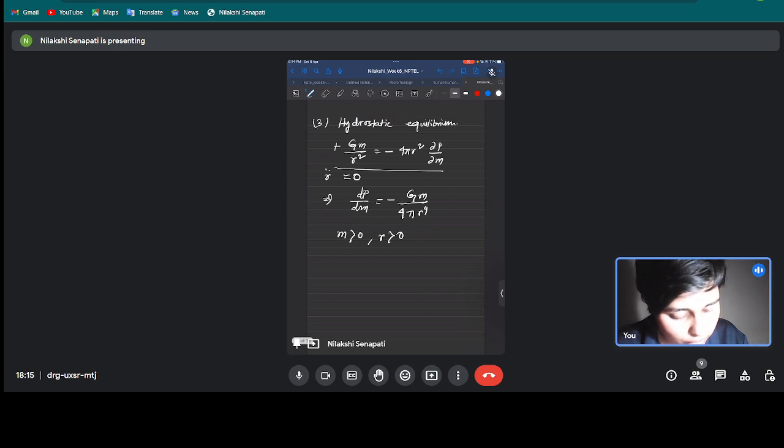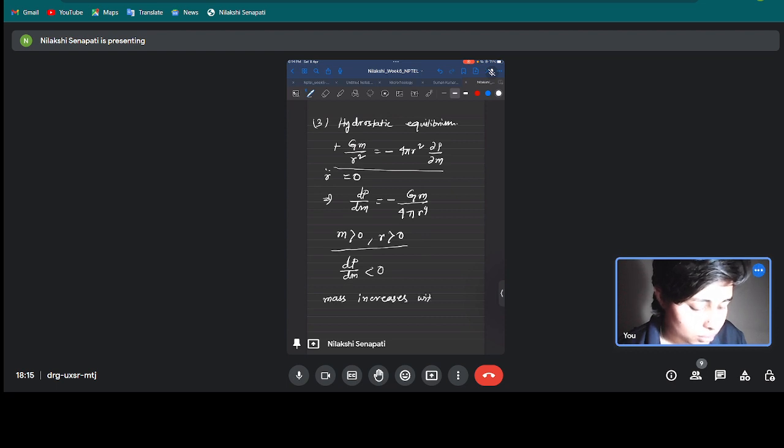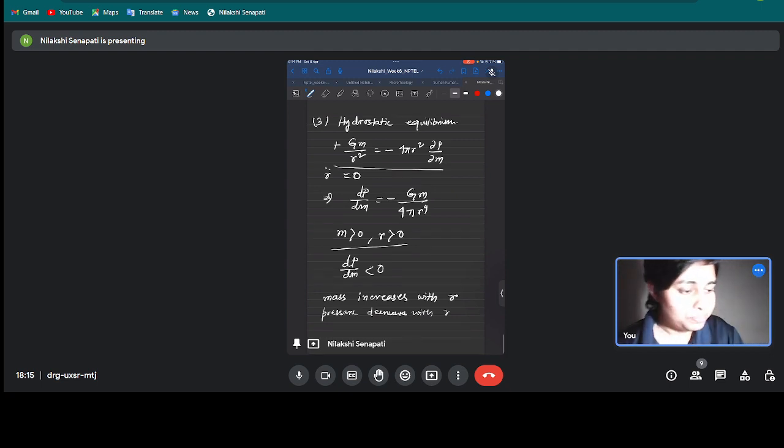Then if m is greater than or equal to 0, and r is greater than or equal to 0, that means dP/dm is always less than 0. That means an important consequence is there. Mass increases with r, which in turn provides to us that pressure decreases with r, as r is increasing. Okay.